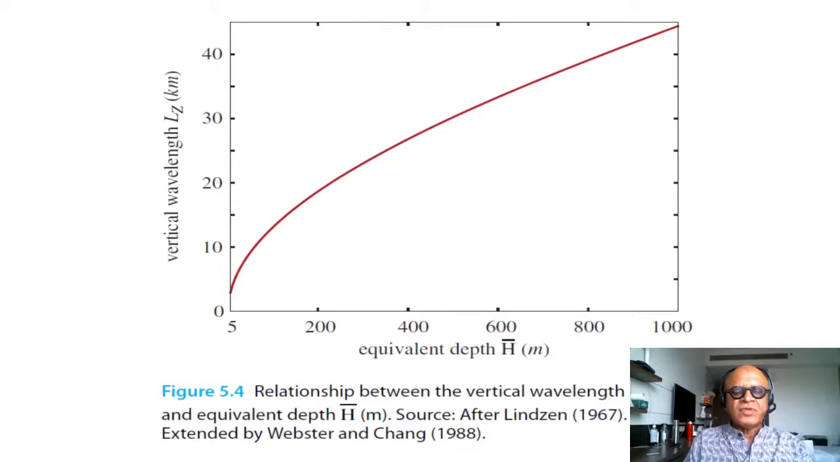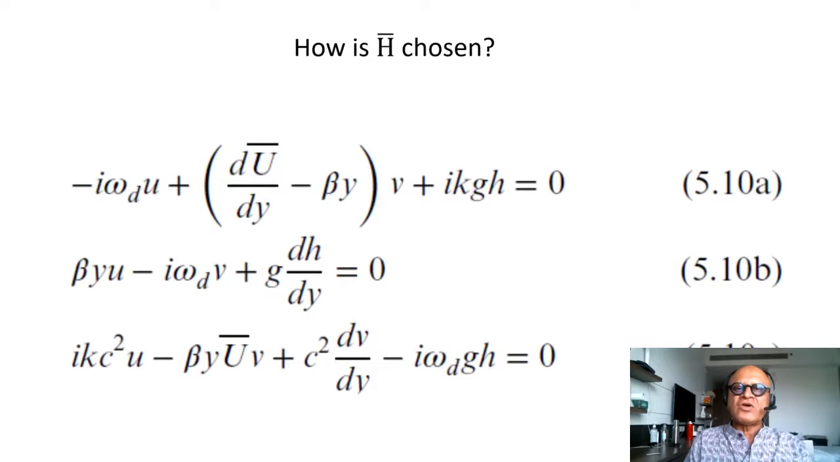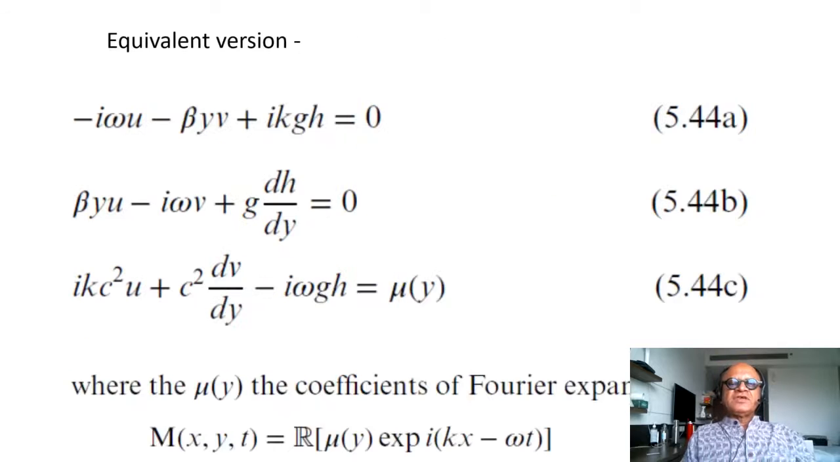Okay, so there are waves that are propagating horizontally, and then there are waves that are also propagating vertically. How is then h bar chosen? So looking at our equations from before, where we had just the horizontal motion, and we derived the equations, linearized them, and derived the harmonic oscillator equations, the equivalent version in this case emerges this way. Minus i omega u minus beta yv plus i k g h in the zonal direction.